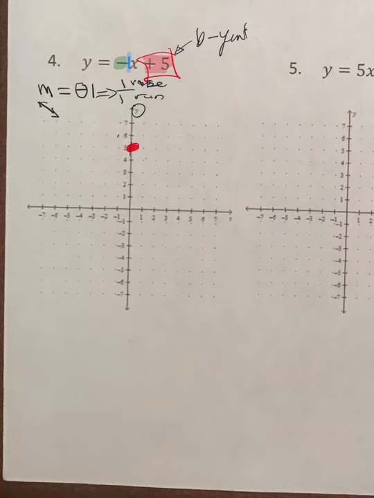So I'm going to go up 1, left 1, up 1, left 1, down 1, right 1, down 1, right 1, down 1, right 1, down 1, right 1, down 1, right 1. So that's what your graph should look like on Nearpod. Notice that it goes up 1 over 1, up 1 over 1, and notice it's negative.